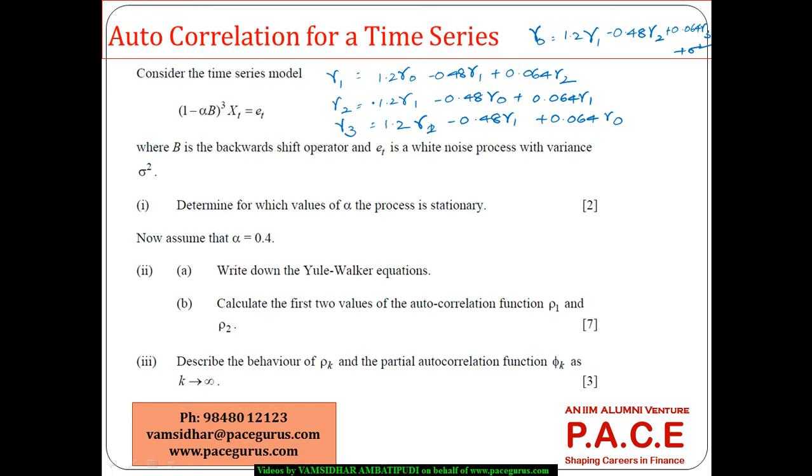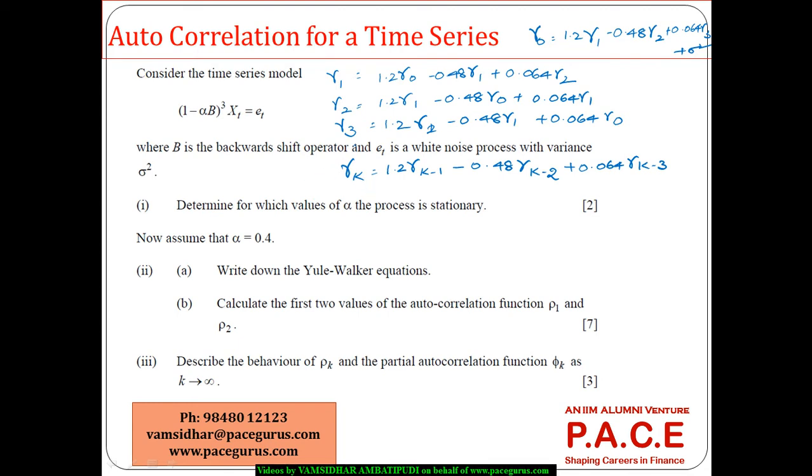Right, so this is for the first one, whereas from the second one, it can be generalized like gamma k is coming out as 1.2 times gamma k minus 1 minus 0.48 times gamma k minus 2 plus 0.064 times gamma k minus 3. So this is the general form that is coming up. And so based on this, now that I have gamma 2, gamma 1 and all that stuff, I can very well do the simplification part.